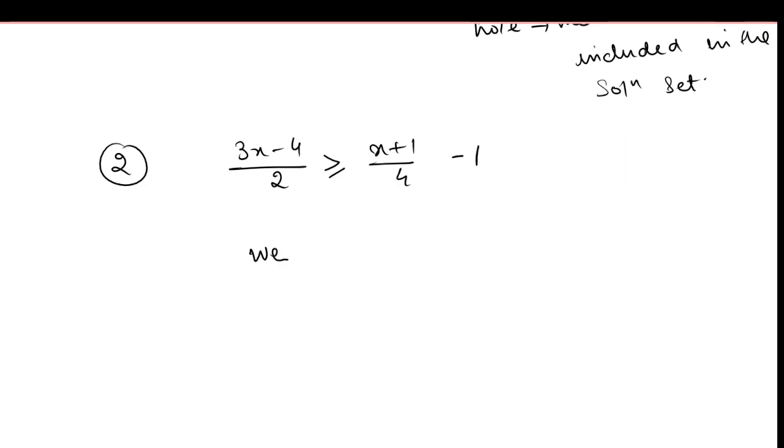Next is 3x minus 4 divided by 2 is greater than or equal to x plus 1 by 4 minus 1. By applying rules of inequality, we get x is greater than or equal to 1.